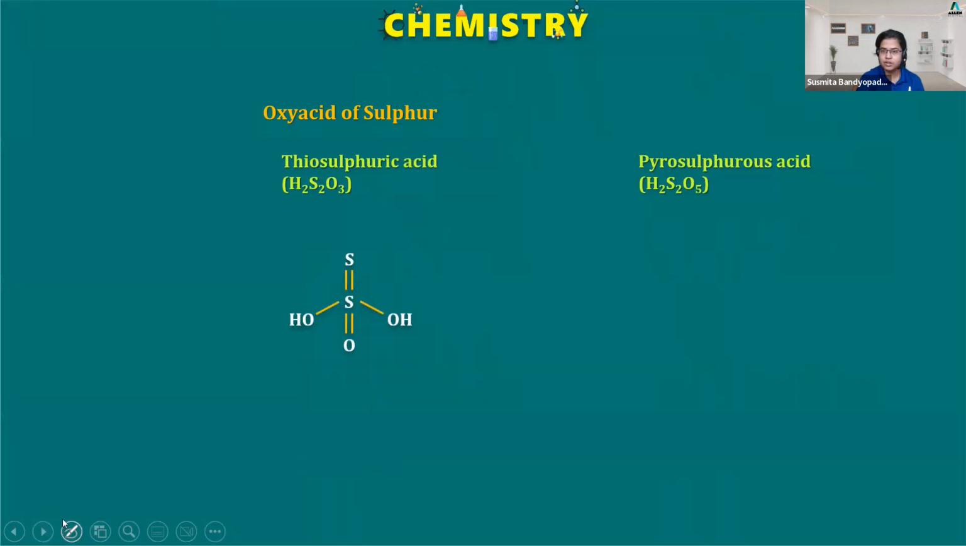Thiosulfuric acid I have just now drawn. Individually, tell me the oxidation state of the central sulfur and the corner sulfur. This sulfur here just behaves like an oxygen. This sulfur is sp3 hybridized, but this sulfur has two lone pairs and one bond pair, so it is sp2 hybridized. This one is sp3 hybridized.